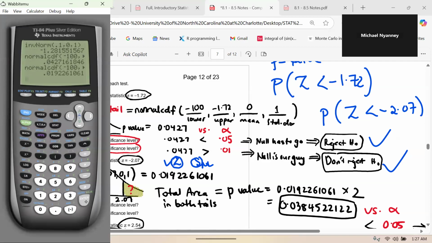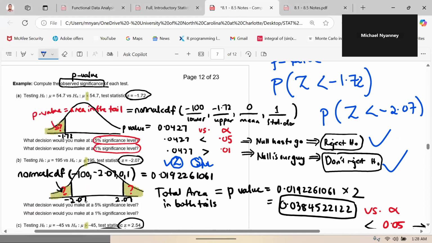So I have to multiply this by 2. This is just one side, but it's two-sided. So add this twice, or you have to multiply your answer by 2. So times 2. So this would be your actual p-value. Then you compare 0.038 to your alpha, all right? Then you are good to go. So that is what we did.